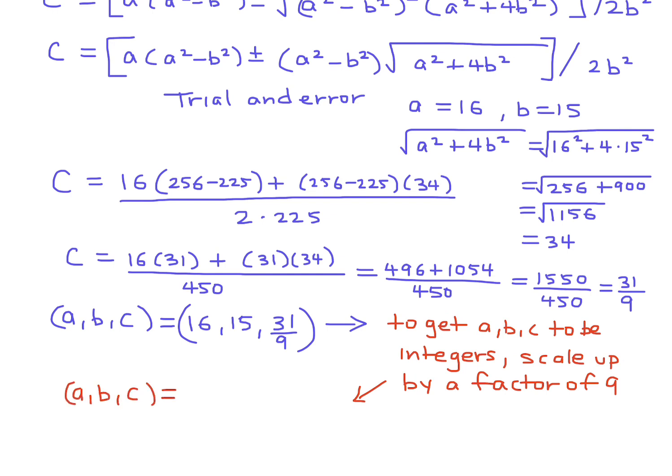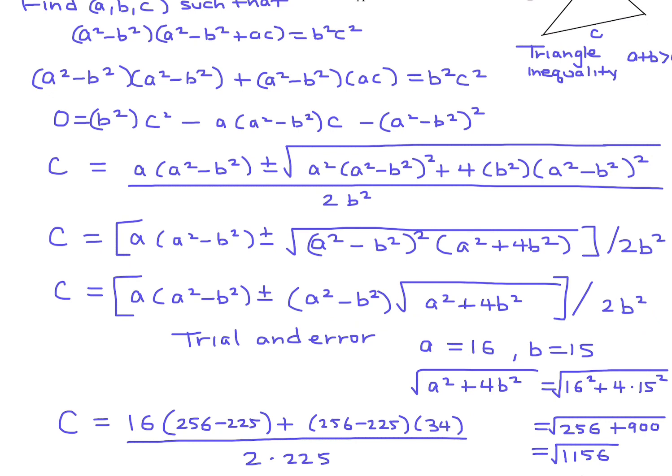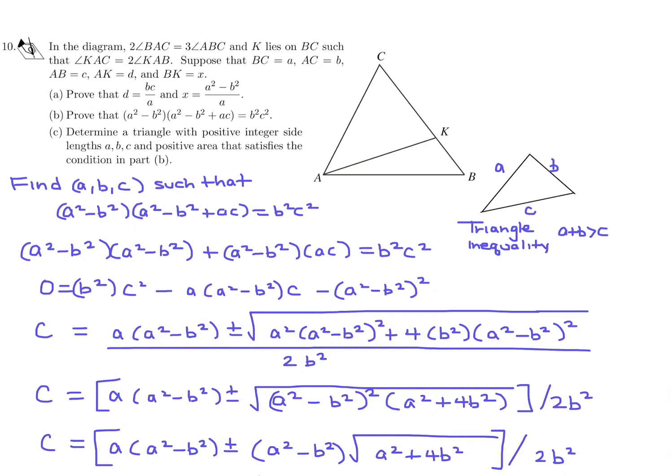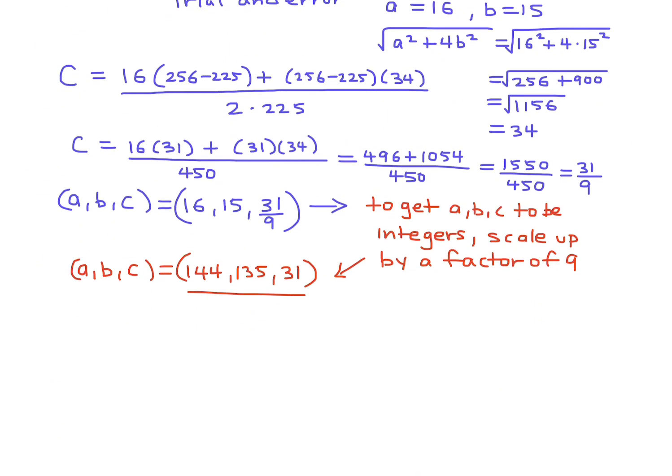When you do, you get values of 144, 135, and of course 31. And these three, 144, 135, and 31, will satisfy this equation right here. And also, those three numbers satisfy the triangle inequality, that two sides are greater than the third side. So this is a possible solution for this question.